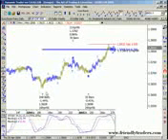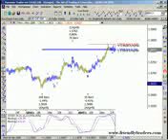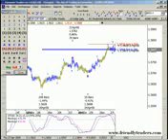Let's go ahead and see what happens. Short trade triggered. Protective buy stop placed at 1 tick above the April 27th high, the potential wave 5 of C high.